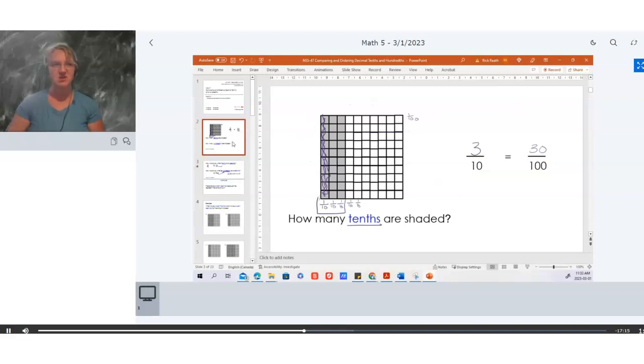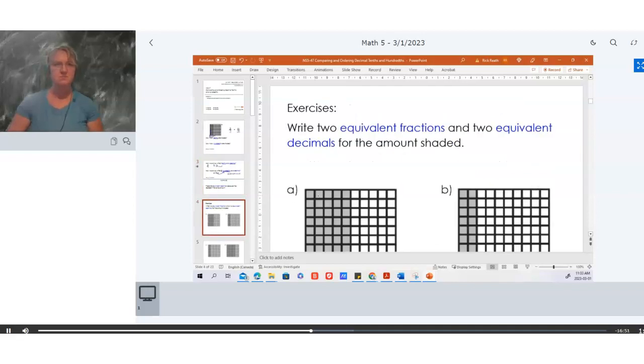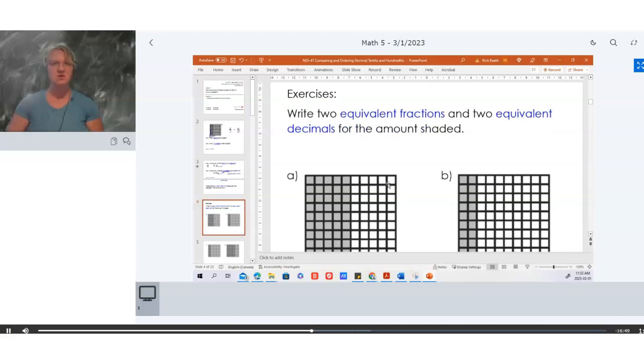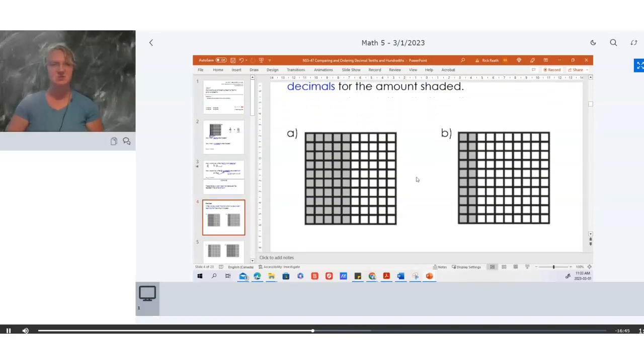Like we saw in the picture here, it's exactly the same amount. If we write 3/10 or 30/100, when we have decimals, we can write as many zeros as we want. We could spend the rest of our life writing zeros after this decimal 3, and it won't change the value. It'll still be equivalent to 3/10. So we can write equivalent fractions and equivalent decimals for these amounts.